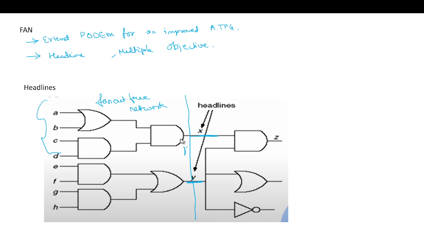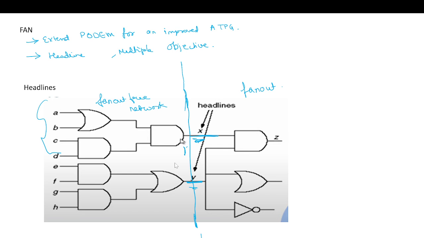To improve the time, we can only justify till the headlines, and the headlines are the point before which the circuit does not have any fan-outs. It's a fan-out-free network, and this portion can have fan-out. So we will be justifying till X and Y, which are the headlines, before which the combinational circuit does not have any fan-out.